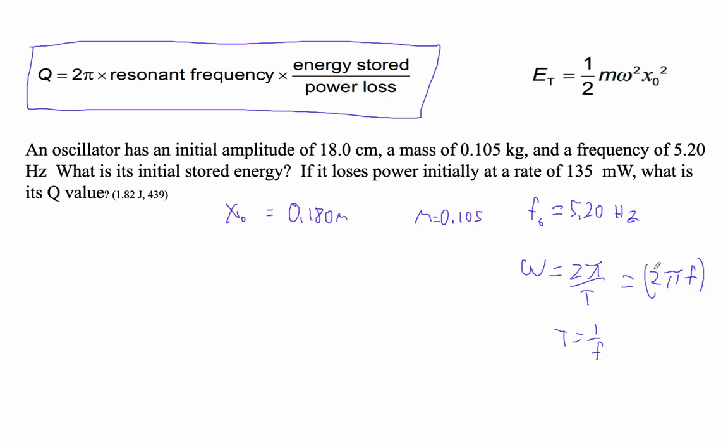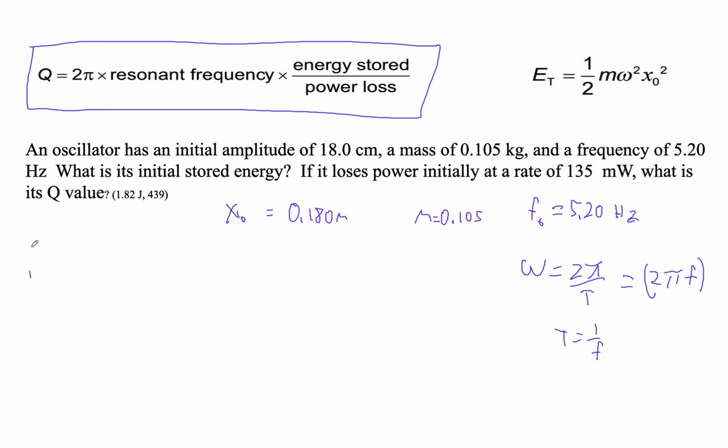So the difference between them is that this is angular frequency and this is frequency, and the difference between them is 2 pi. It's like the difference between rotations per second, which is like frequency, and radians per second in rotational motion. So we can calculate the initial stored energy.